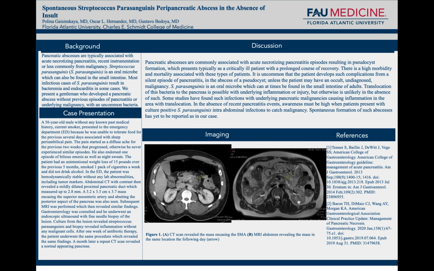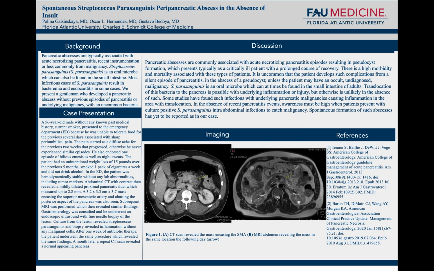aspiration biopsy by GI. The cultures from those lesions revealed S. parasanguinis. The biopsy revealed inflammation without any malignant cells. A week after antibiotic therapy, he underwent the same procedure, and it revealed the same microbiologic and pathologic findings. He then had repeat imaging a month after that, which revealed no lesions, a normal pancreas without any masses or collections.